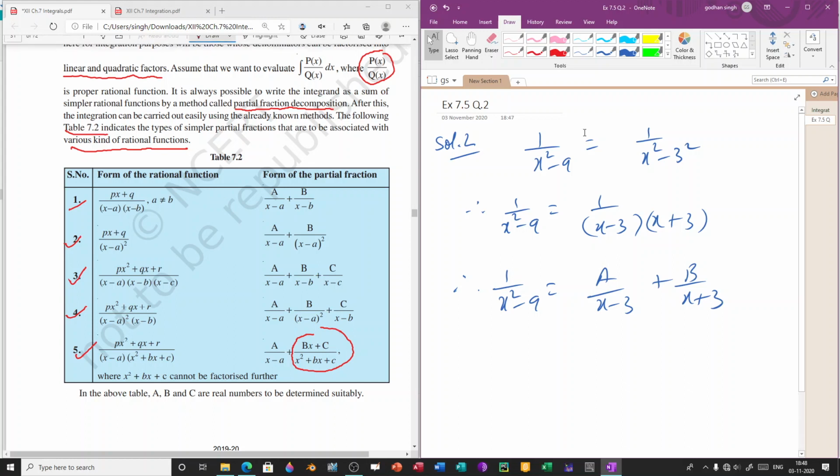What is this form? Here (px + q), even p can be 0 also, so it will be q over (x - a)(x - b). That can be written as a over (x - a) plus b over (x - b). So this is the form.